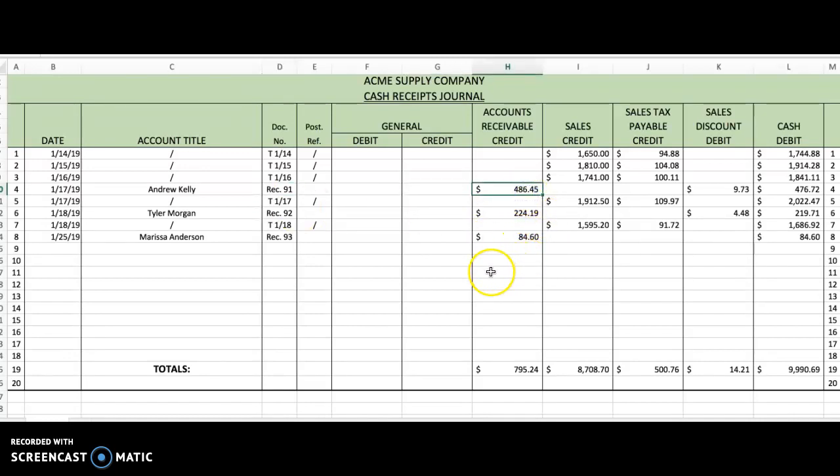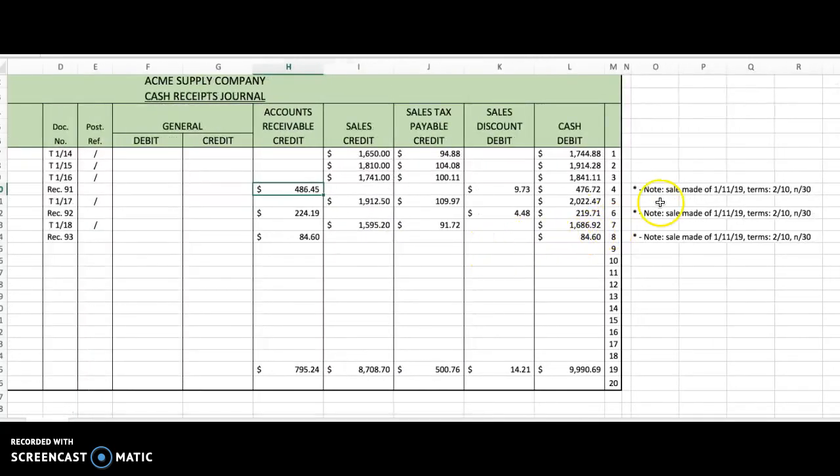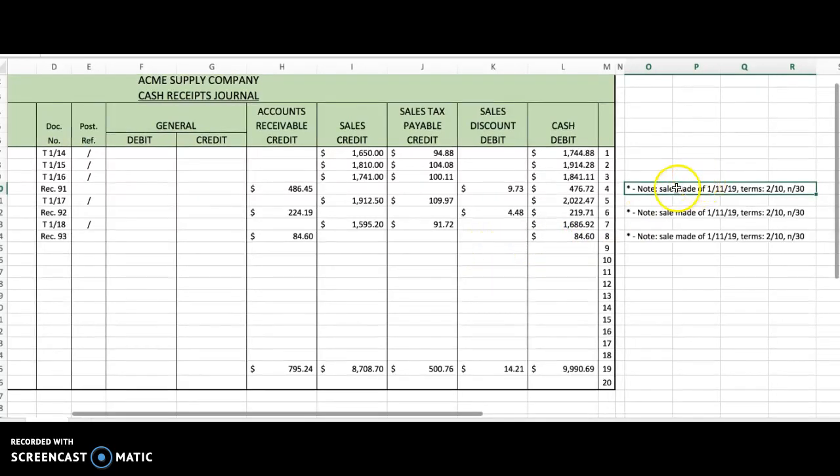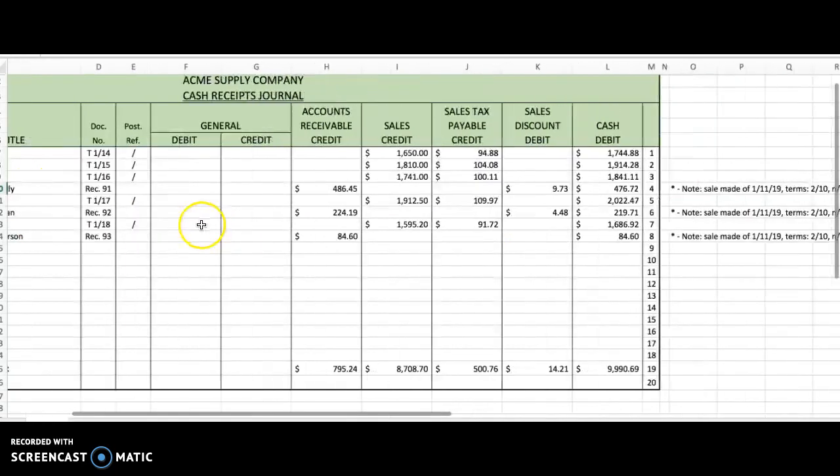So he owed us $486.45. Now if you went back to his account, you would find that the sale made was on January 11th, and the terms were 2/10, n/30. And we hopefully know that means this is a discount offered to the customer. He will get 2% off if he pays within 10 days. Otherwise, the net amount, total amount, needs to be paid in 30 days. So he charged this on January 11th, and he's paying us on January 17th. So that's within 10 days.